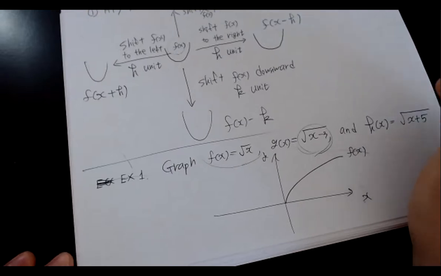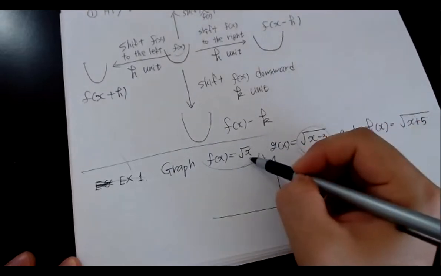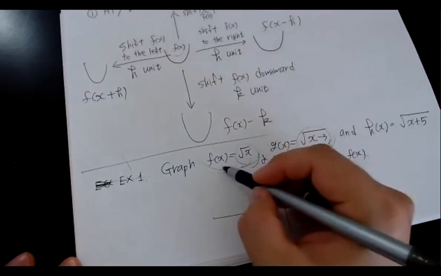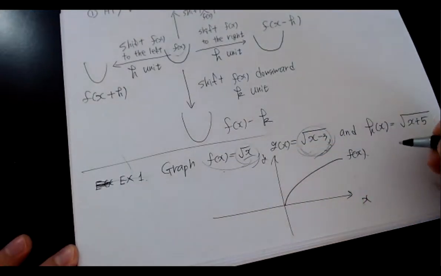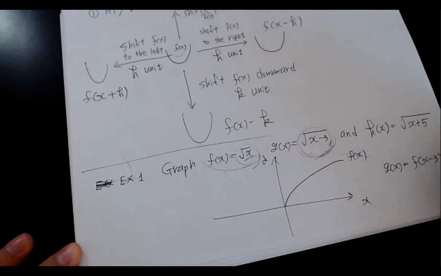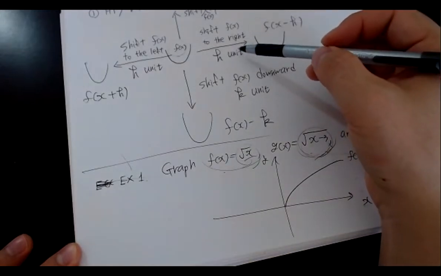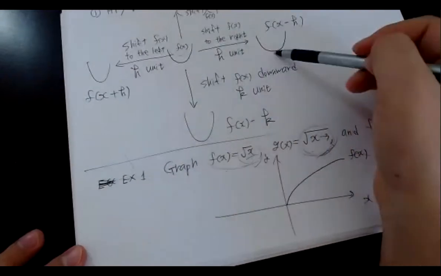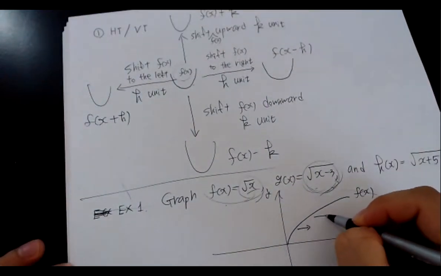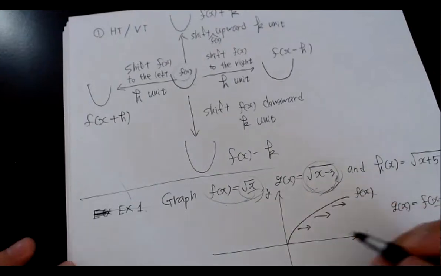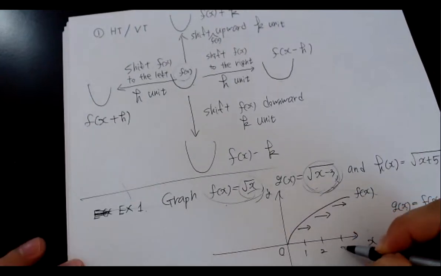Okay, so we have the square root of x minus 3 and the square root of x. To get the square root of x minus 3 from f of x, we need to replace x by x minus 3. So g of x is equal to f of x minus 3. Replacing x by x minus 3 is the way to shift the graph to the right, right? So we move the graph of f of x to the right 3 units: 0, 1, 2, and 3.